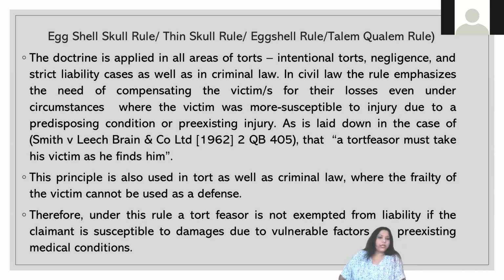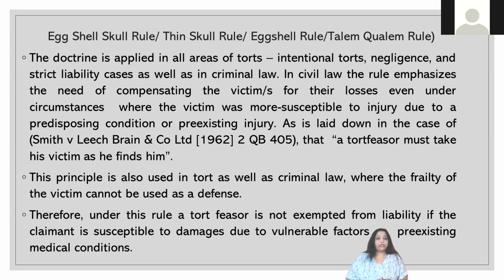Here. The eggshell skull rule, or the thin skull rule, or the eggshell rule, also called in Latin the talem qualem rule. This doctrine is applied in all areas of torts: intentional torts, negligence and strict liability cases, as well as in criminal law. In civil law, the rule stresses the need of compensating the victim for their losses, even under circumstances where the victim was more susceptible to an injury due to a predisposing condition or pre-existing injury. So this is important.